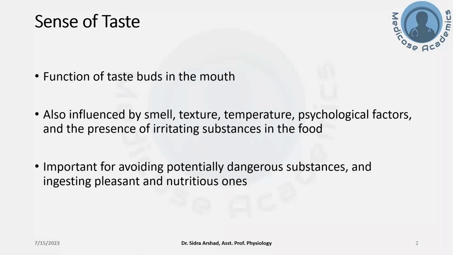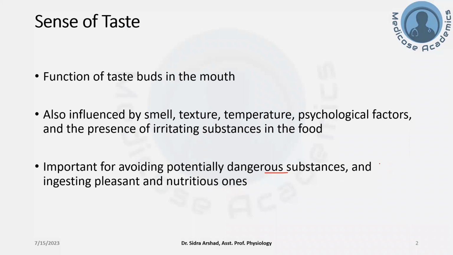So the sense of taste is important for avoiding potentially dangerous substances. It is seen that most of the dangerous substances, the poisons, have a bitter taste. So these are usually avoided, and pleasant and nutritious ones are ingested. The diets which are nutritious are usually pleasant tasting, so they are preferred over the unpleasant tasting substances.